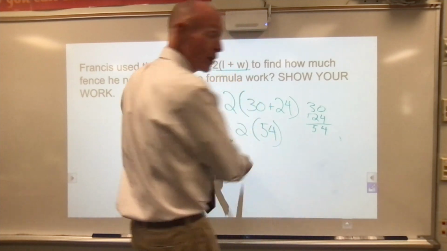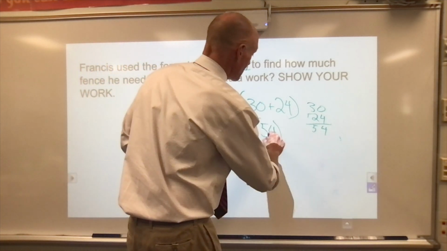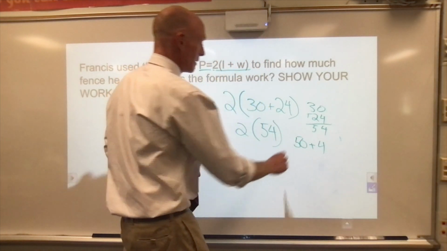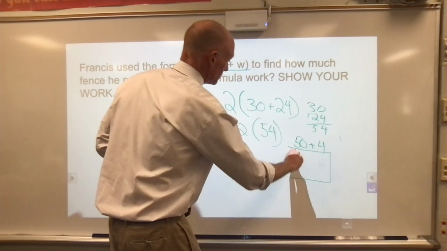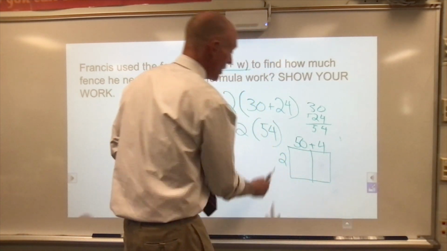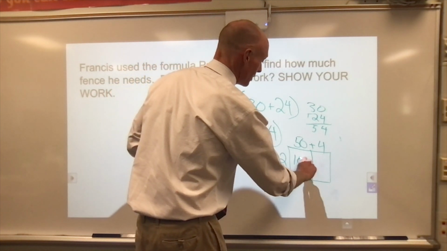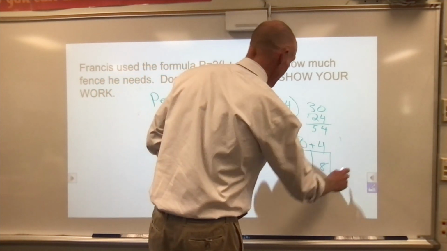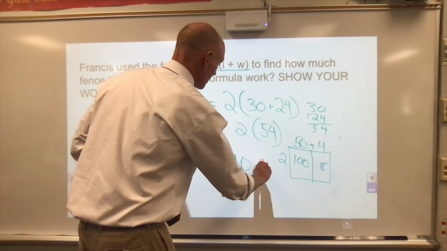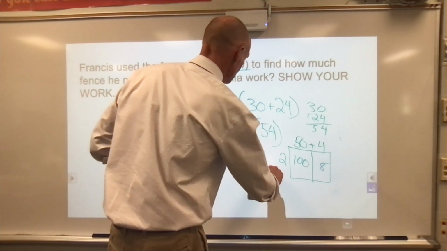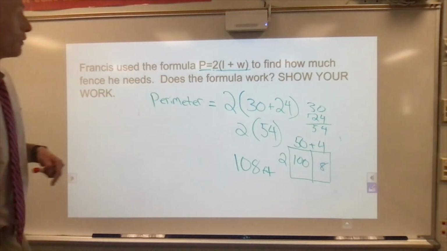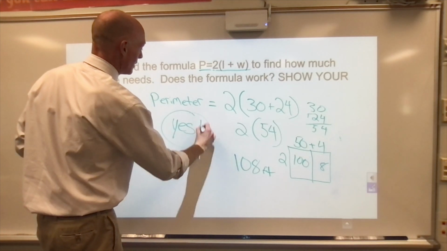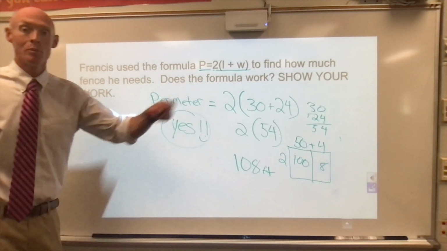Let's check it out. I'm going to use the area model. I'm going to say 54 is 50 plus 4 times 2. 2 50s is 100. 2 4s is 8. Add those up. 100 plus 8 is equal to 108 feet. Does the formula work? The answer is yes, it absolutely does work.